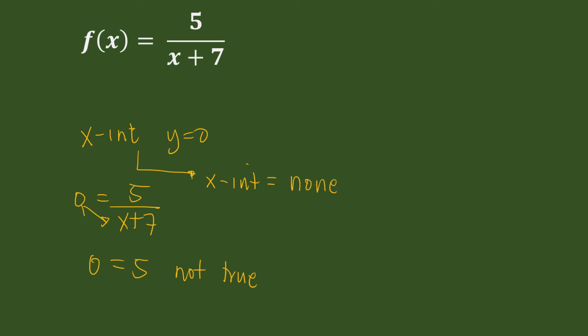And to get the y-intercept, you need to equate x = 0. But in this case, as I mentioned in my previous discussion, the y-intercept is simply the ratio of your constants. So the y-intercept is equal to 5/7. So that will be your x-intercept and your y-intercept.